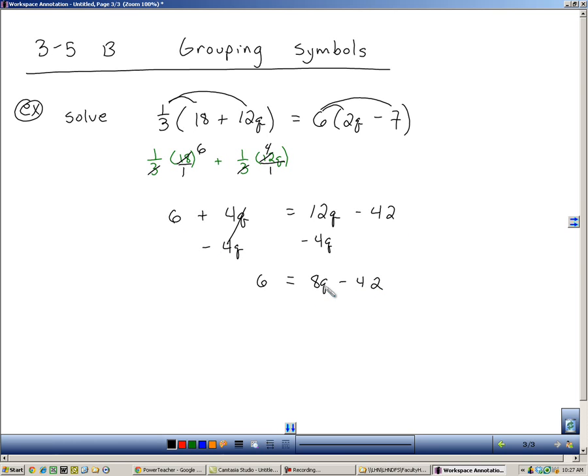Now I'm going to isolate the q, doing PEMDAS in reverse. I'll deal with subtraction. And so if I add 42 to -42, those will give me a 0. That means I have to add 42 over here. So 48 equals 8q. And then 8 is connected to the q with multiplication. I'll get rid of that with division. So 48 over 8 is 6.